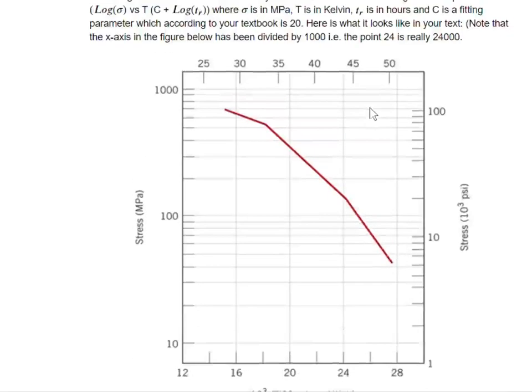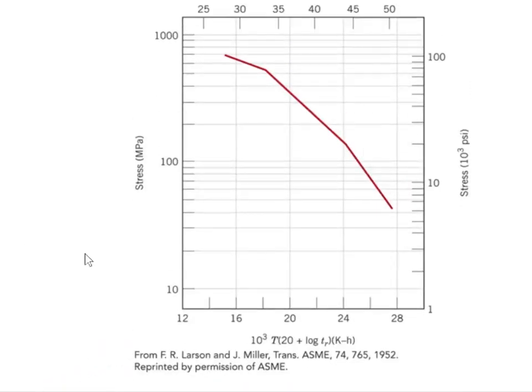So again, they took the data from the last curve, took the log of that rupture time, added 20 to it, multiplied by the temperature of the data, and this axis should be 20,000, 24,000, 28,000. They divided each by 1,000. That's why they've got this factor here. But the data all collapses to one curve. At least that's what the textbook says.